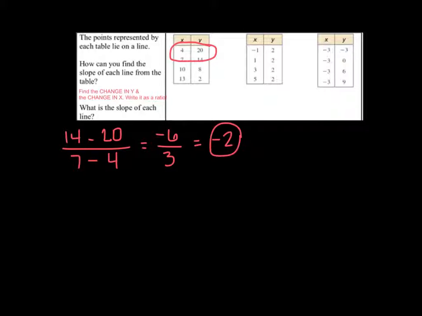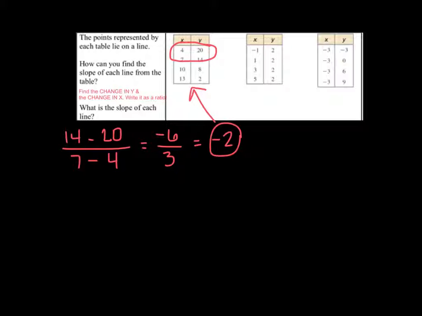Now you just have to determine what you want to use as x1, y1, and x2, y2. You can use any points. I'm just going to choose to use the first 2 points on this one. So y2 would be 14 minus y1, which is 20, over x2, which is 7, minus x1, which is 4. Okay? So 14 minus 20 is negative 6, 7 minus 4 is 3, and negative 6 over 3 is negative 2. That would represent the slope of that first table of values.